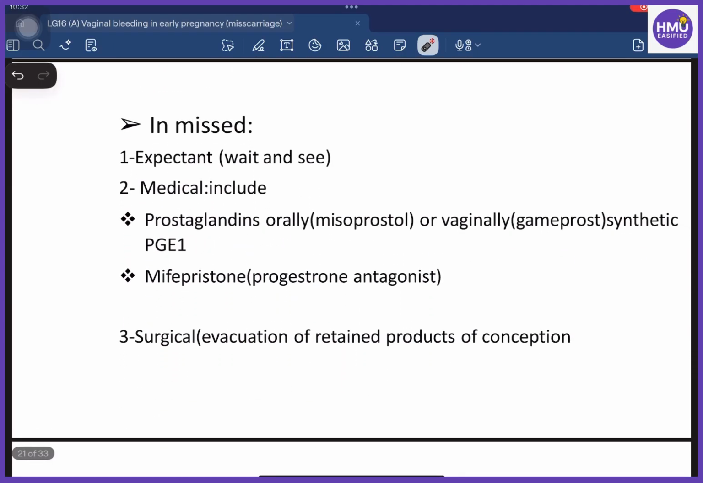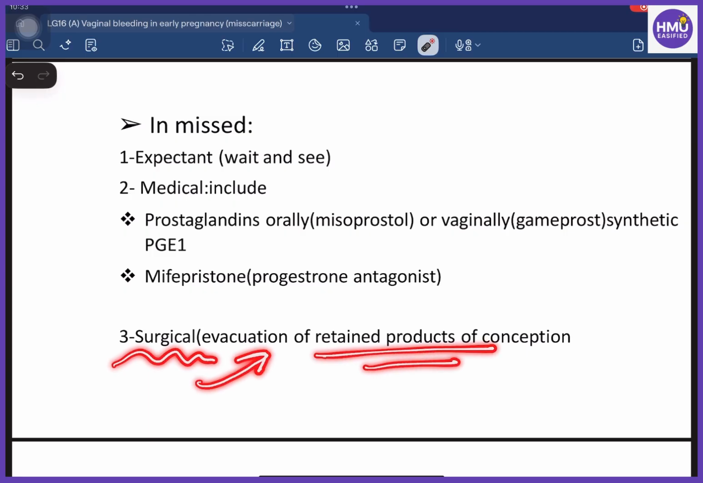And then in missed miscarriage, it's expectant: we wait and see. Maybe expulsion occurs without any help. Or medical: prostaglandin, misoprostol, orally or vaginally. Legally we have mifepristone for termination of pregnancy. It's a progesterone antagonist. These are the two medical treatments that we can give. Or surgical evacuation of the retained product of conception.